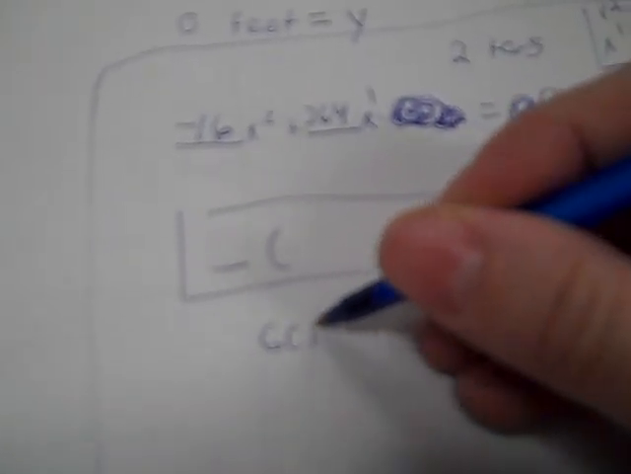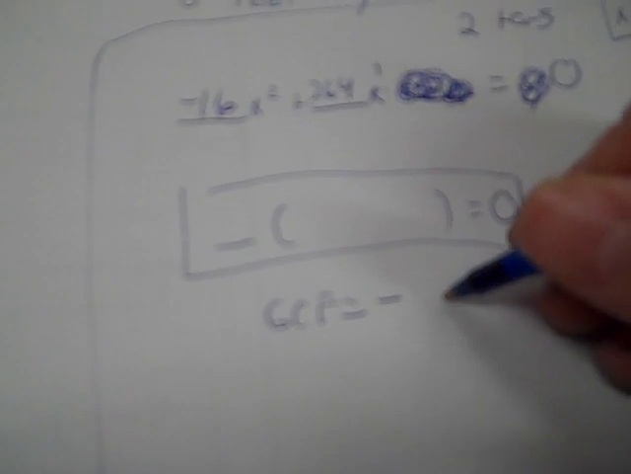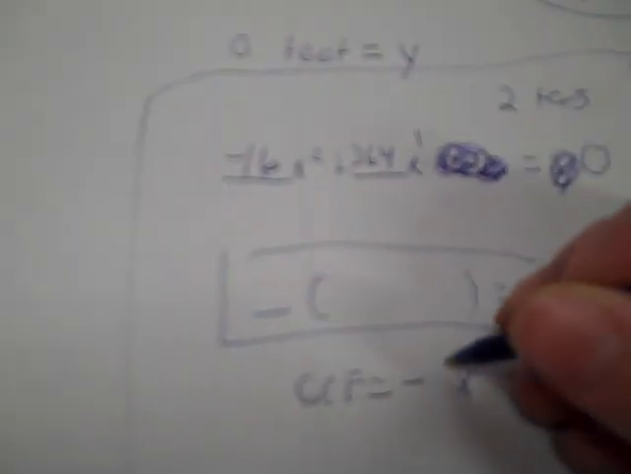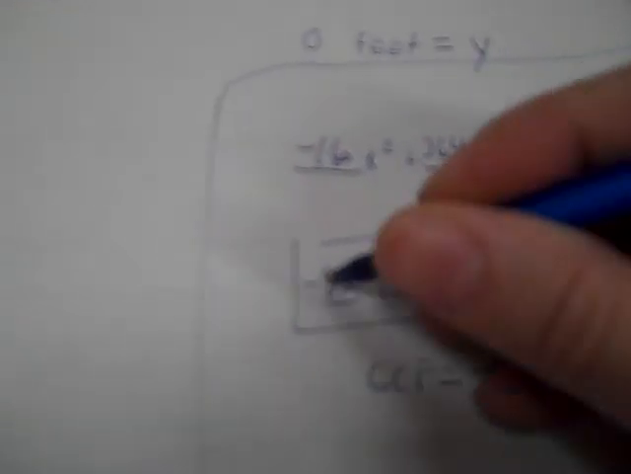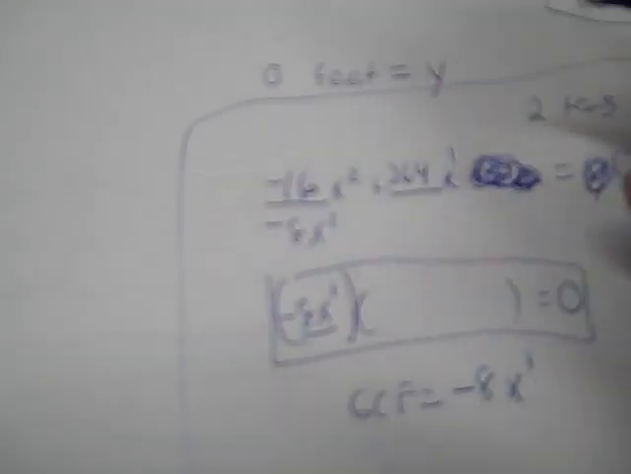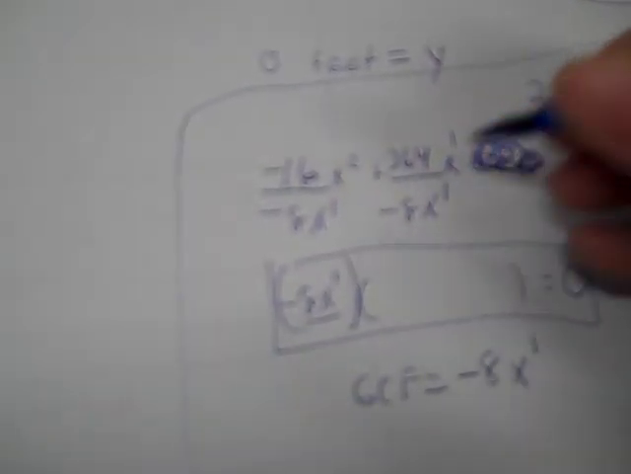Okay, GCF. Now 16 is a negative, so I need negative. x squared, x to the first, so I'd put x to the 1. And then I definitely need the computer for this, 16 and 264. I hit calculate, and I got 8. So negative 8x to the first power comes out here. Parenthesize it. I divide by negative 8x to the first power.